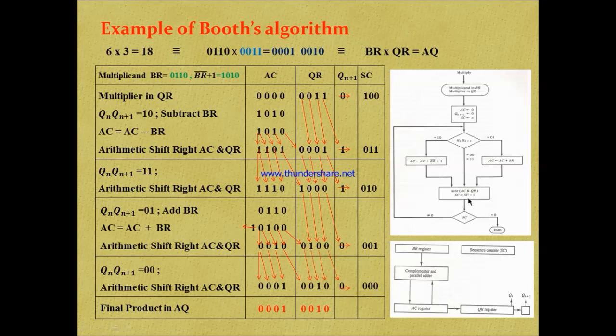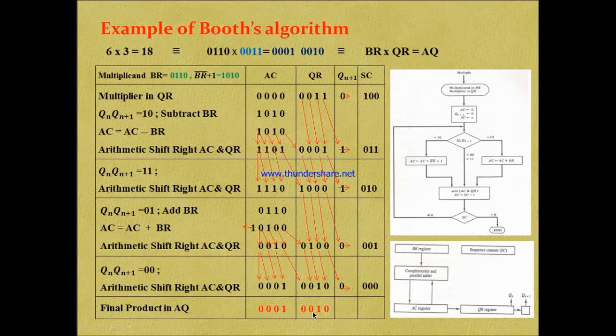Now again the SC will be decremented by 1, so SC becomes 0. If SC becomes 0, that means this is the end of the multiplication operation, and the content of the AC and QR is the result. That's why I have copied the content of the AC and QR here, and this is the final product.